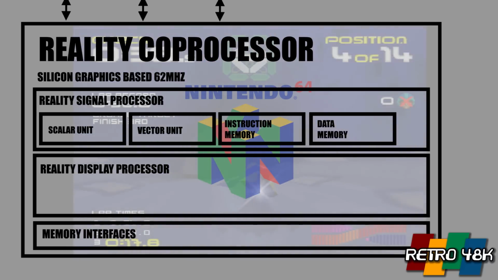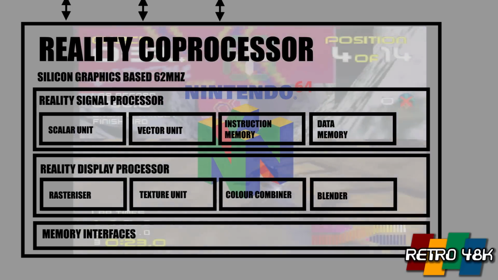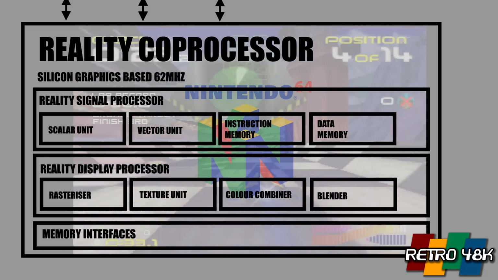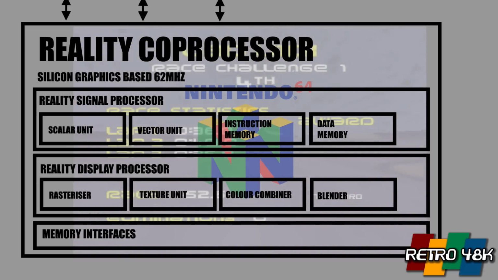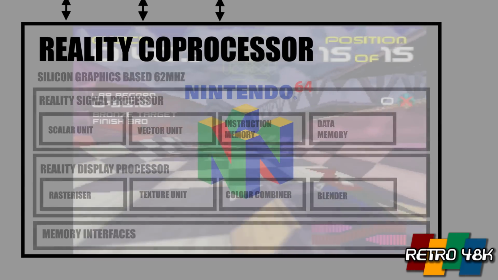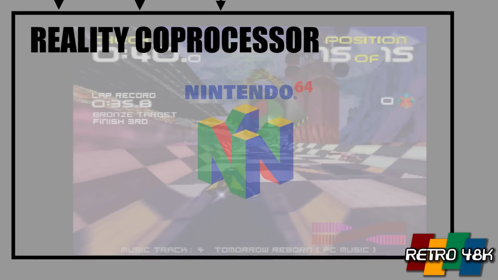So the RDP was made up of a texture unit with 4 kilobytes of texture memory, a rasterizer which would convert triangles and rectangles to pixels, a color combiner which would blend colors together for transparencies and things like that, and the blender which was used to give the N64 that unique anti-aliasing, that soft look that you're used to, and also Z-buffering, which is basically so the N64 knew the depth of objects in 3D space. And these 2 components would be used to build the image and audio information to send to the digital analog converters to be displayed on screen.